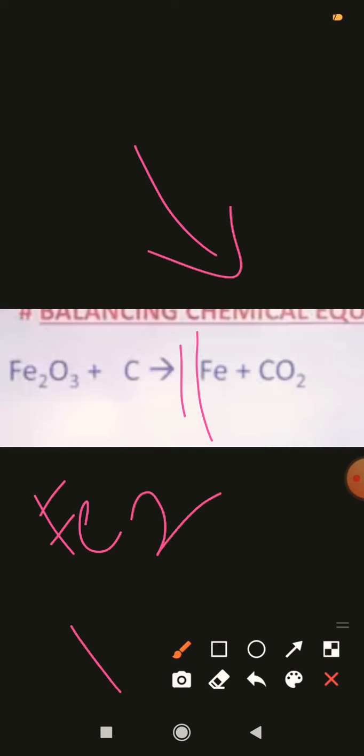And we can't reduce the number. Means if Fe has 2, we can't reduce it to Fe1. We only increase that. We can't reduce and we can't put the numbers at the end. The rule is we must put the numbers at the initial position and we must increase the values, not decrease. Are you getting it? So let's start.